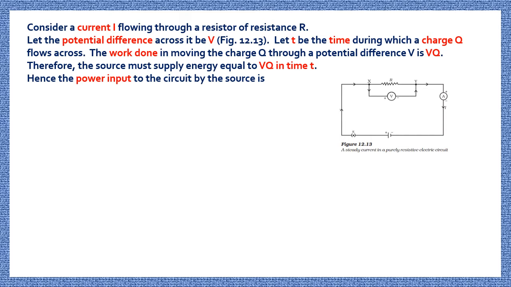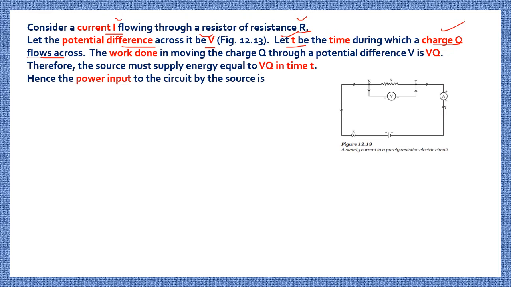Now here I am going to derive a formula for the heat produced in a resistor. Consider a current I flowing through a resistor R. Here is the current I and resistance R. Now let the potential difference across the two points of the conductor be V, and let time t be the time during which a charge Q is flowing across the conductor. So: current I, resistor R, potential difference V, time t, and charge Q flowing across.